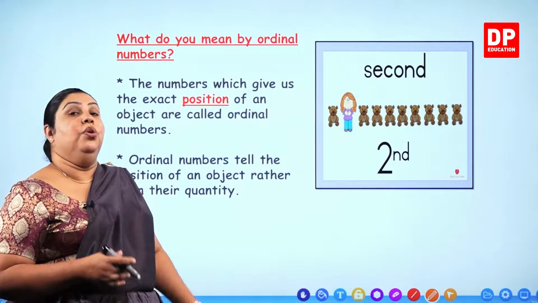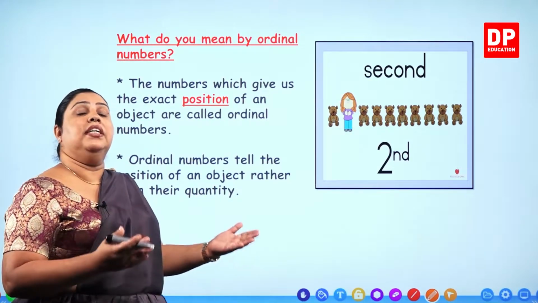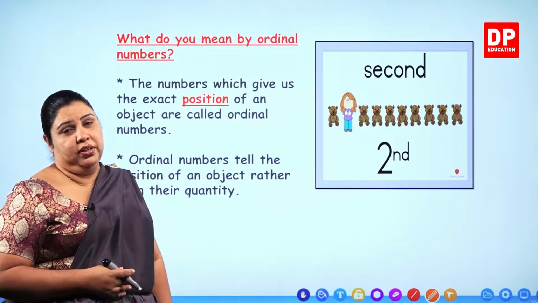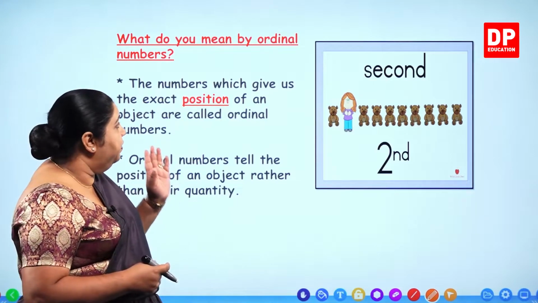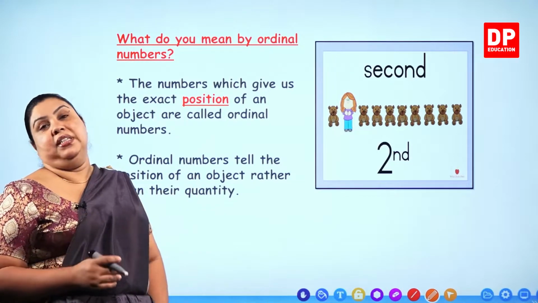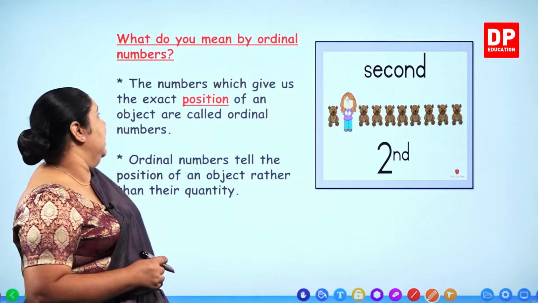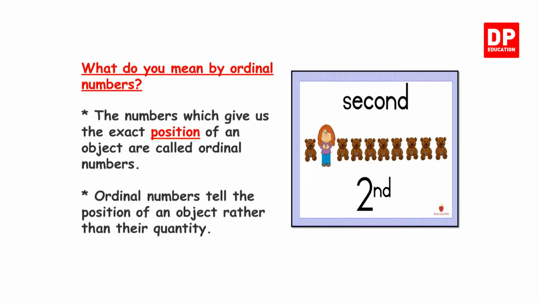So we use 1 2 3 and we use first second third fourth and so on. So this first second third fourth, those numbers are called ordinal numbers. Now let's read and see. The numbers which give us the exact position of an object are called ordinal numbers.